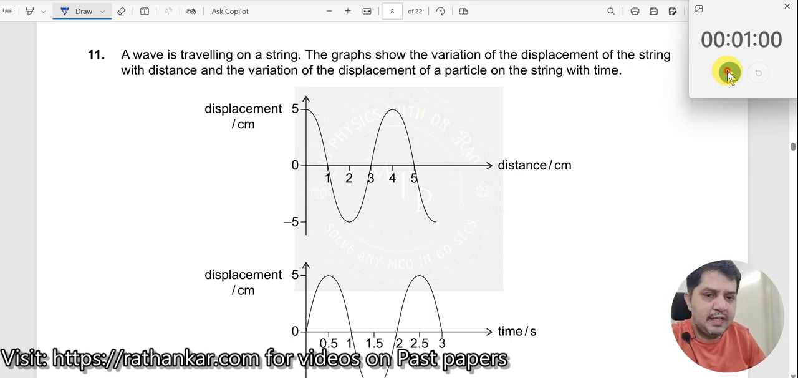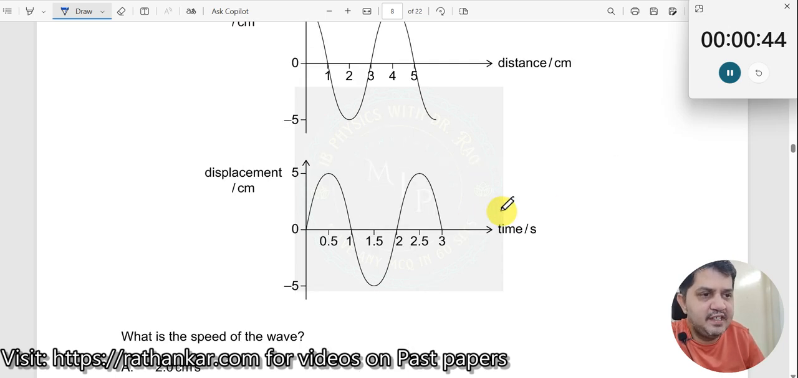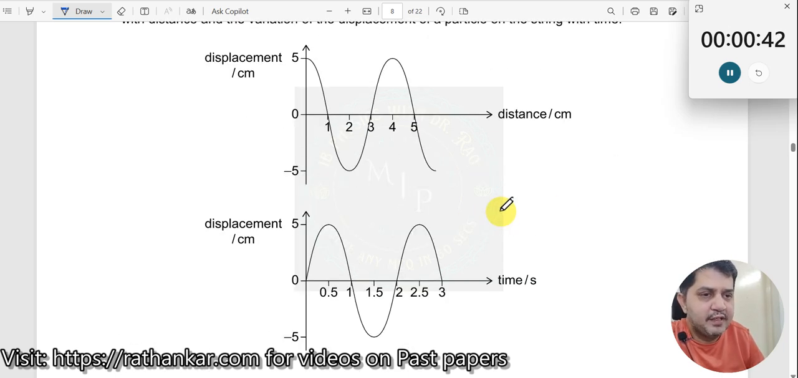Question number 11. A wave is traveling on a string. The graph shows the variation of displacement of the string with distance and the variation of displacement of the string with time. So this is displacement versus distance, and displacement versus time. Now what is he asking here? What is the speed of the wave?